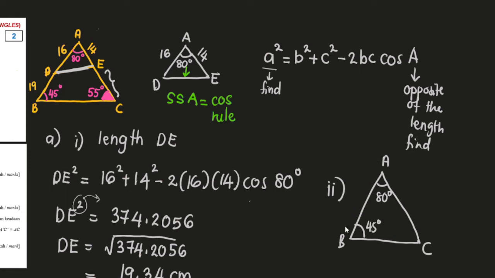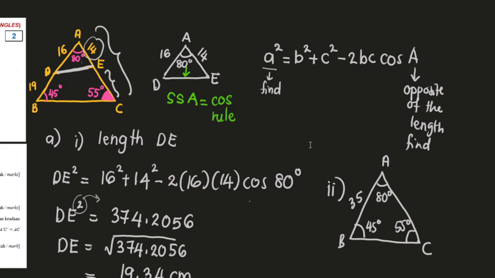Here the total length of AB is how much? The total length, 19 plus 16, isn't it? So 35. Here AC we don't have. Never mind, that's what we're going to find. Because if we can find this entire length, then we minus the 14, we will get EC, the shorter part there. So now we're going to try to find the longer length.